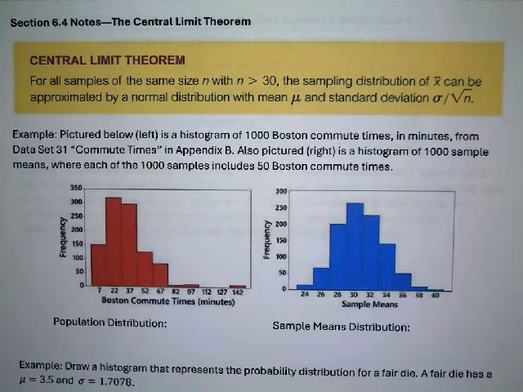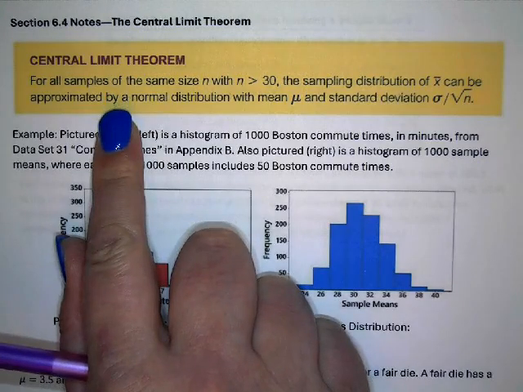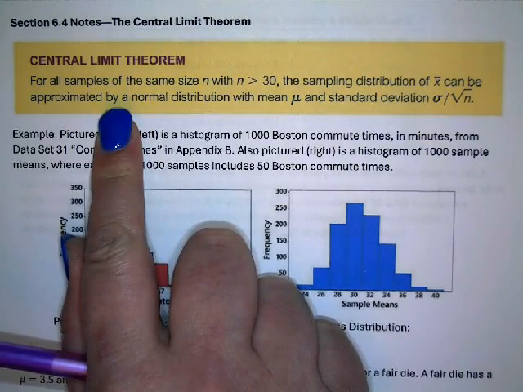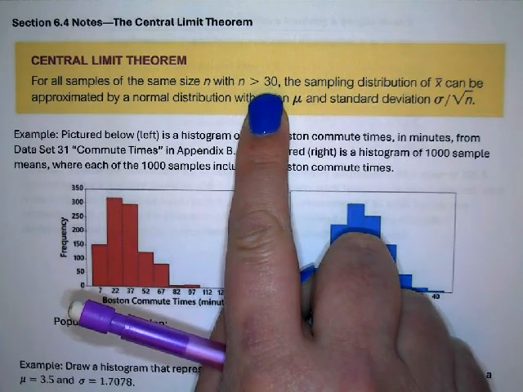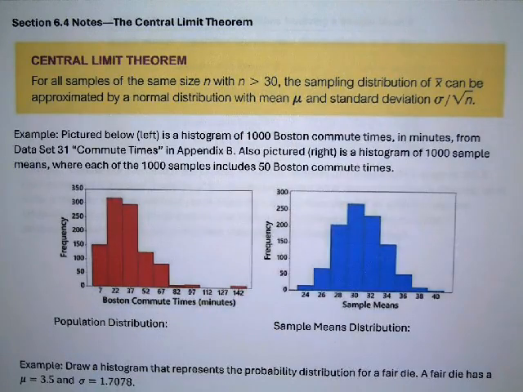Now, we're going to learn that for any population with any distribution, whether it's uniform or skewed or bimodal, the distribution of sample means x bar can be approximated by a normal distribution when the samples are large enough, when n is greater than 30, and that's what the central limit theorem states. So as long as we have a sample size that's getting larger, we're going to have a sampling distribution that is approximated by a normal distribution.